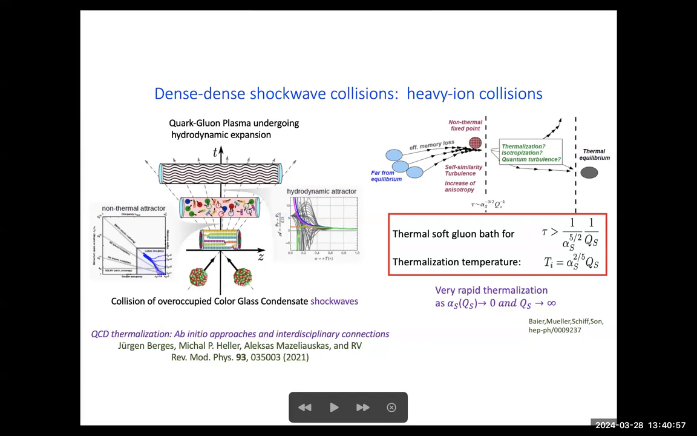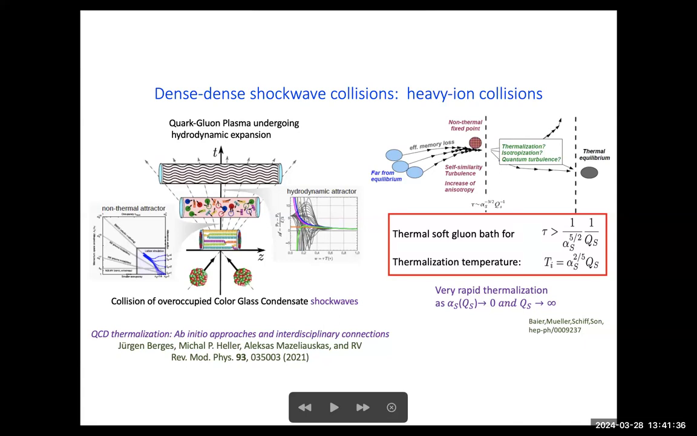And a really interesting thing is that you can calculate from first principles in this framework how this very complex system of two heavy ions actually forms a thermalized state. And you see that it depends only on one scale. So this extremely complex process of nuclei, which are very complex objects, right? And you find that the thermalization time is just given by some powers of the coupling divided by this saturation scale. And the thermalization temperature is also given by this saturation scale. So this is an absolutely beautiful result.